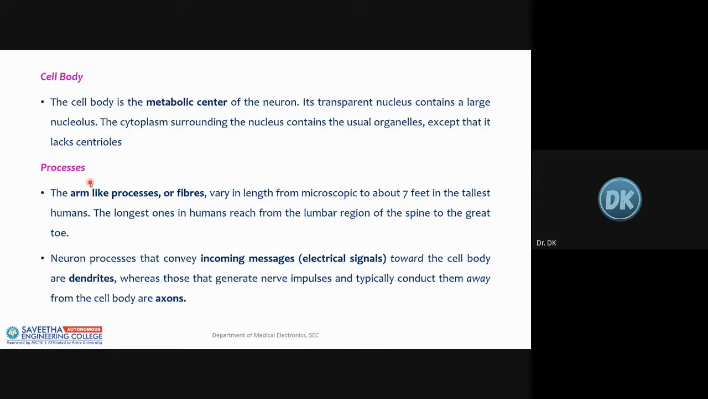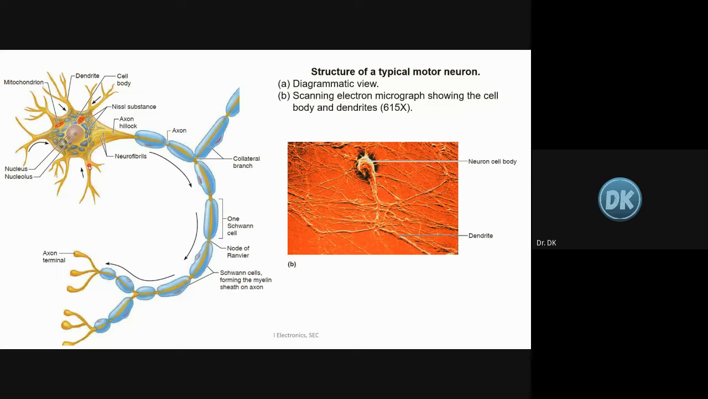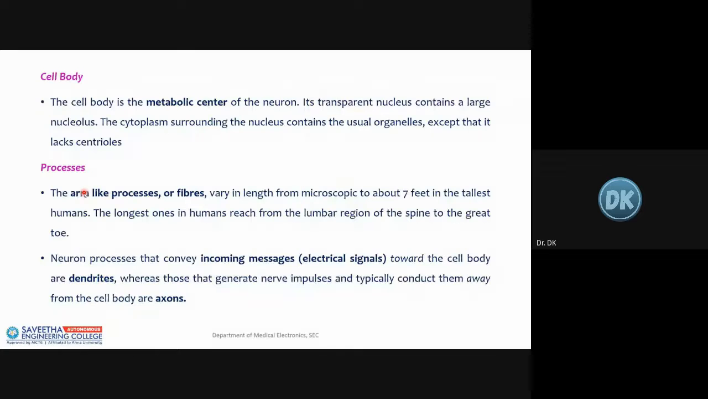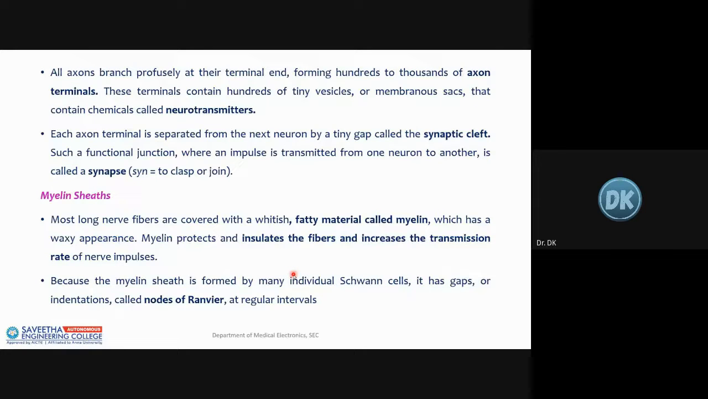So those fibers we saw, we call these fibers dendrites. In the dendrites, the main function is to transmit the messages. And then the next thing is your axon terminals. In the axon terminals you have something called neurotransmitters. So it is because of the neurotransmitter that the signal is transmitted from one neuron to another neuron.